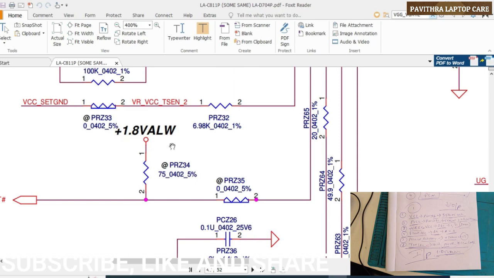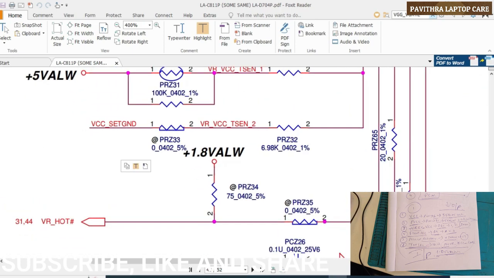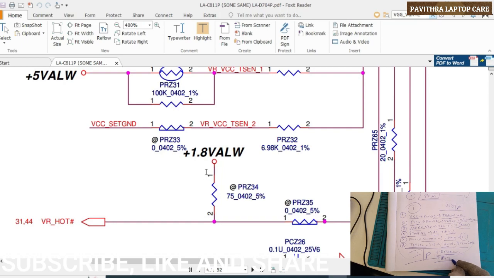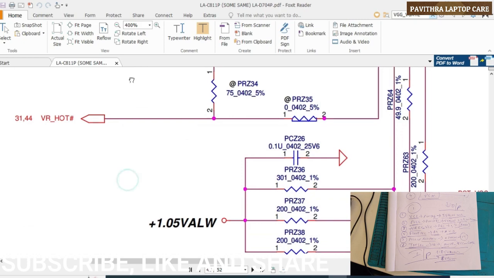And here 1.8 volts always also we need to check. Okay, these are our input section. Here one more point I got, 1.8 volts, okay, always. That pull up resistor we need to check. Yes, one more we got.